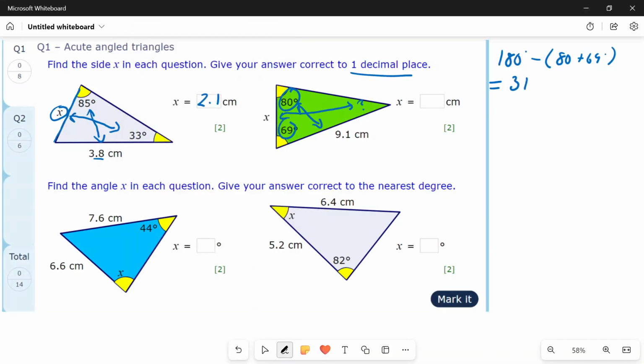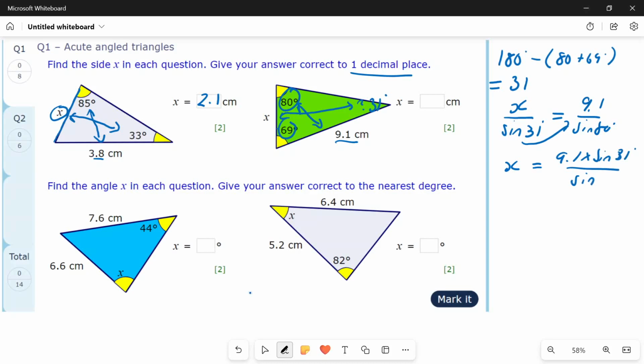So when we have this angle, now we can do it. Okay, again, put the unknown side top left hand corner. Opposite angle here is 31. Then we put the side at the top, opposite angle being sin 80. Rearrange, multiply this on the other side, so it's 9.1 times sin 31 over sin 80.